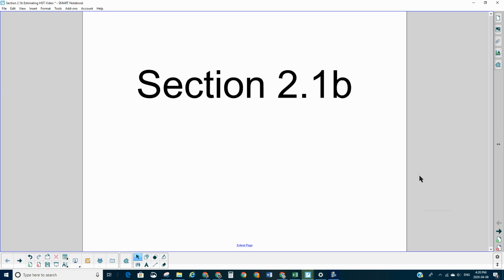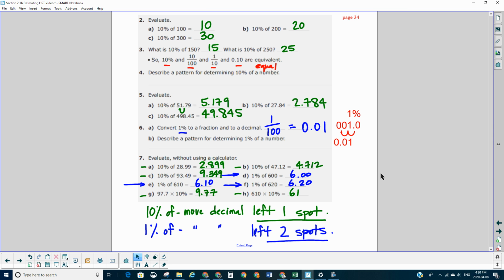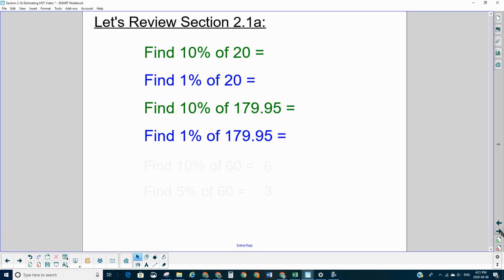All right, this is a video for section 2.1b. If you haven't watched the video for section 2.1a, you might want to go back and look at it. In the last video, we made it to page 34 in our workbook, where we were calculating 10% and 1% on different numbers. So 10% moves the decimal one spot to the left, and 1% moves it two spots to the left. So let's just review that concept here.